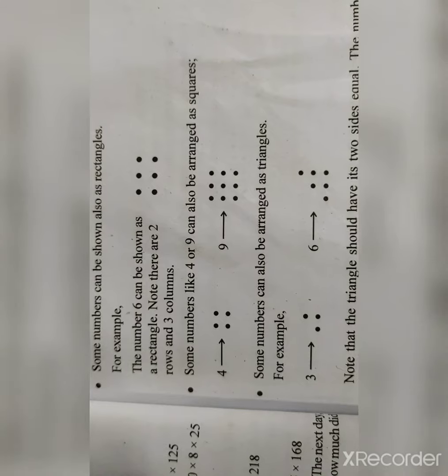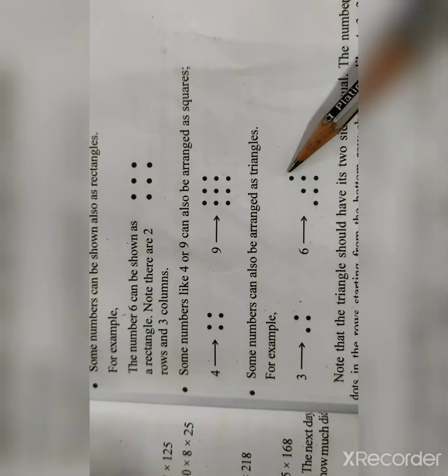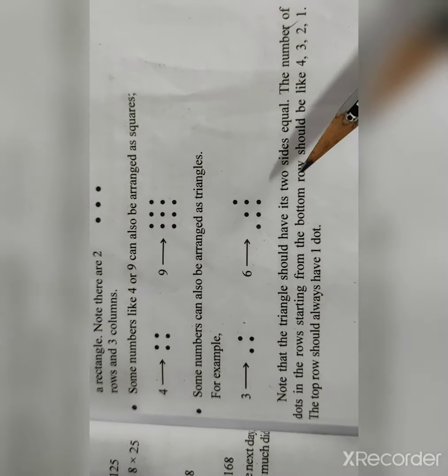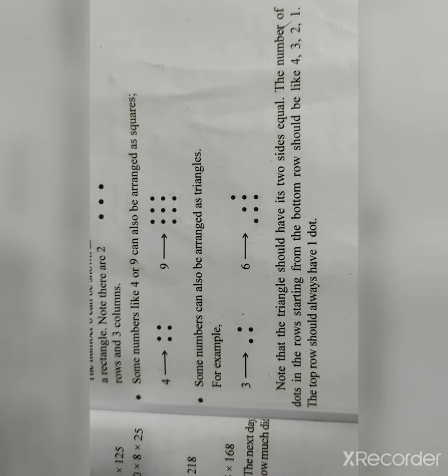Some numbers can also be arranged as triangles. So 3, 2, 1. Note that the triangle should have its two sides equal. Here all three sides are equal, but at least two sides should be equal. The number of dots in rows starting from the bottom row should be in descending order: 4, 3, 2, 1. The top row should always have one dot.